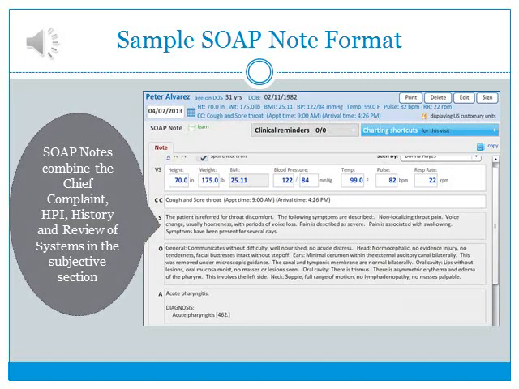So here is a sample SOAP note format, and you can see the subjective section is actually a narrative that combines the chief complaint, HPI, history, and review of systems into one area. The objective part would be your physical exam, your assessment would be your diagnosis, and then the P would be your plan, which is cut off on this slide.